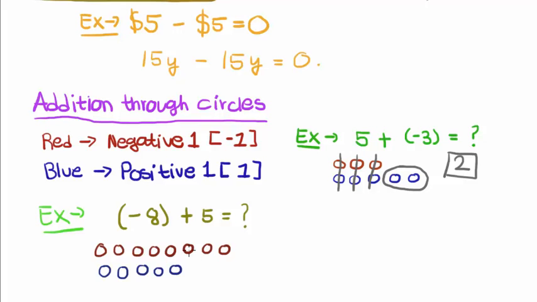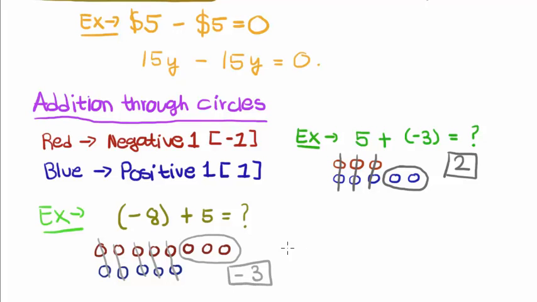Now, since I've done all the circling part, I can start canceling out each red circle with each blue circle. So I get 5 cancellations in total, and I am left with 3 red circles in the end. I end up with the answer of negative 3.